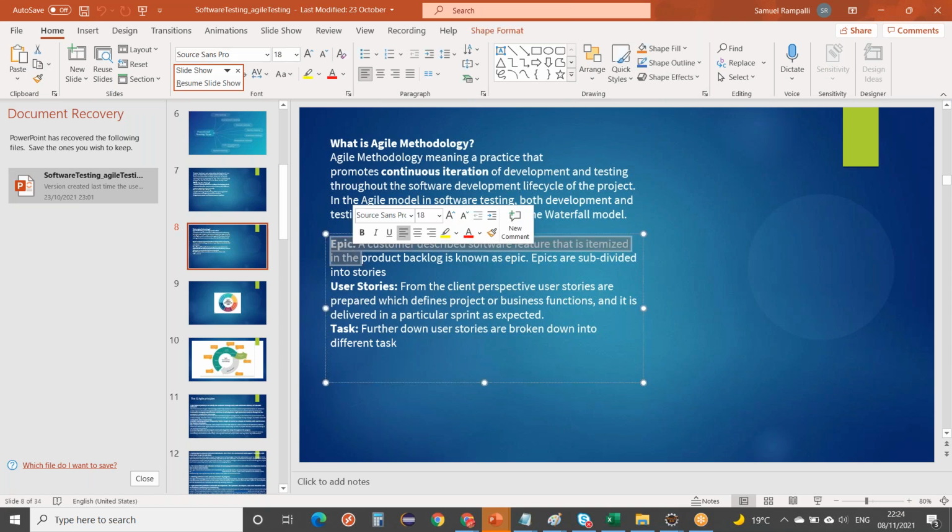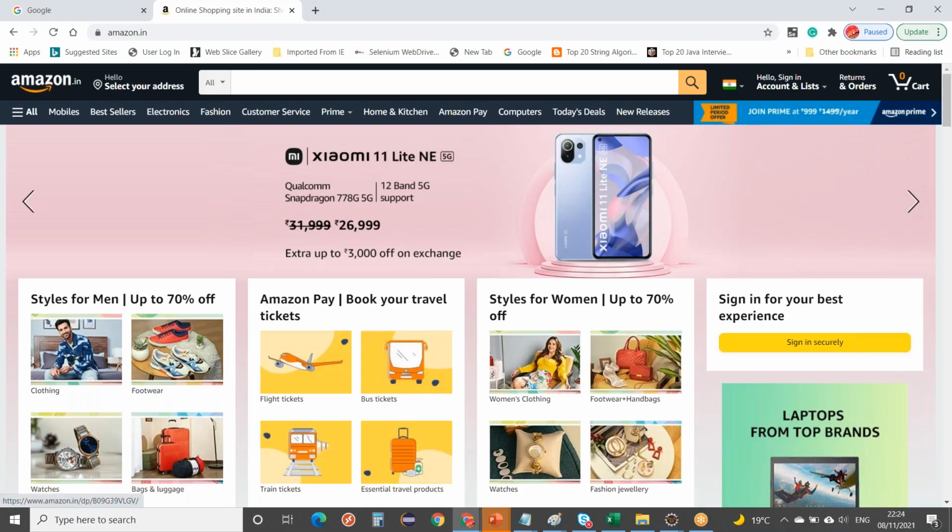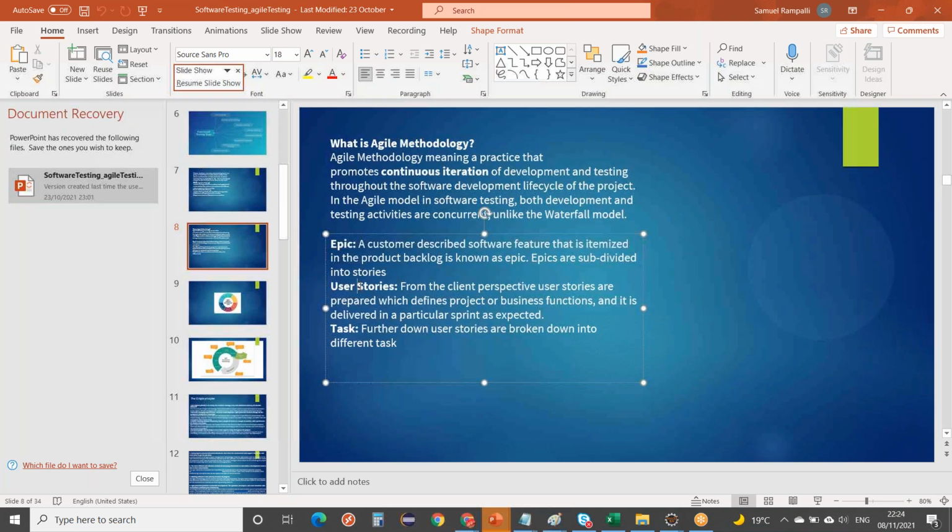And then the epic is divided into user stories. What are user stories? In terms of users, the stories are written; they are nothing but requirements. Okay, so the requirements are written in terms of user stories, in terms of how users are going to use this application. So your epic is divided into user stories.